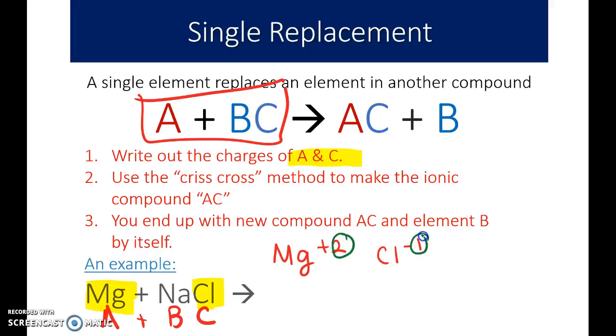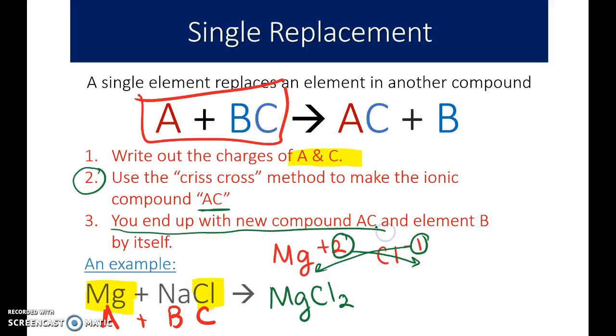So crisscross those charges, and we create a new compound AC. That's step number 2 here. So I have MgCl2. And then in our last step, you're told that you end up with a new compound AC. We've accomplished that. And then element B is all by itself now. So our element B is sodium, Na, and so we'll have plus Na.